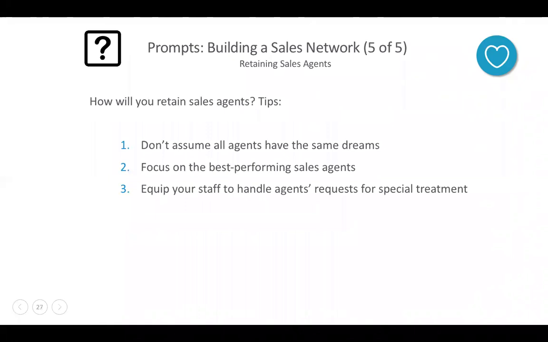So, how will you retain sales agents? Here are some tips. Don't assume all agents have the same dreams. Focus on the best performing sales agents. Your best agents are the ones you most want to retain. Last, equip your staff to handle agents' requests for special treatment. For example, requests to skip meetings or to receive an advance on their salary.